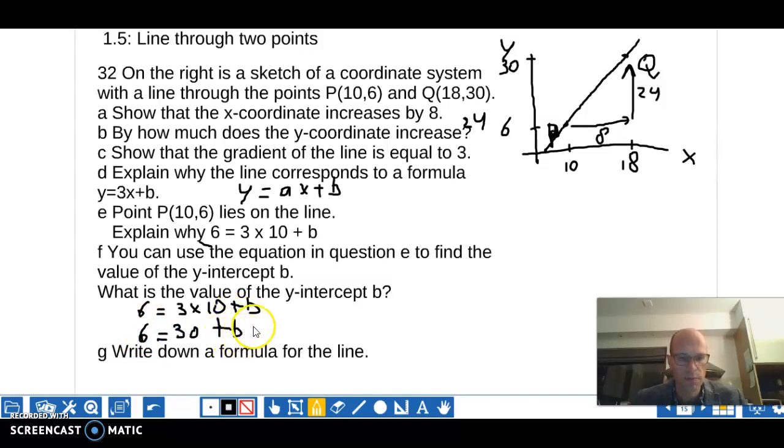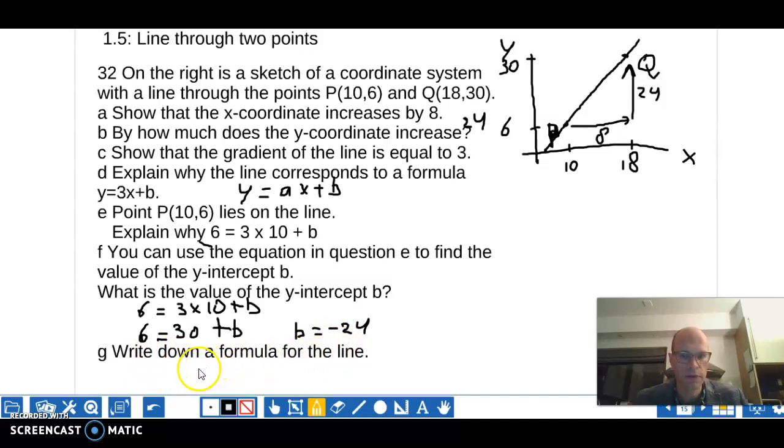Okay, and then we need to isolate b, and when is this the case? This is the case if b is a negative number. I need to go 24 down to get to 6, so it's minus 24, so b is minus 24. Well, is that correct? If I fill it in, 30 plus minus 24 is 30 minus 24, which is 6. Yay, it is correct.